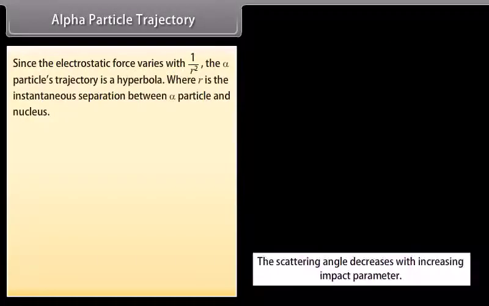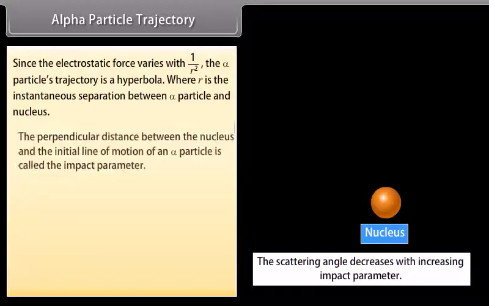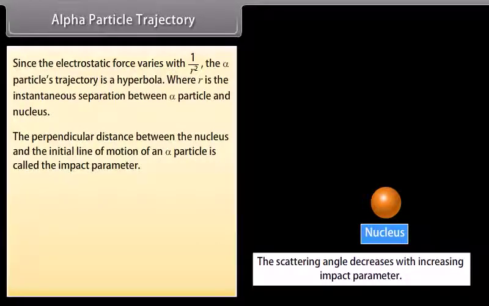Alpha particle trajectory. Since the electrostatic force varies with 1 upon r square, the alpha particle's trajectory is a hyperbola, where r is the instantaneous separation between the alpha particle and the nucleus. The perpendicular distance between the nucleus and the initial line of motion of an alpha particle is called the impact parameter.